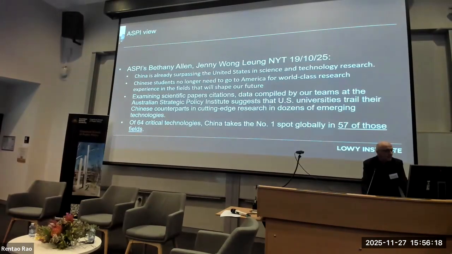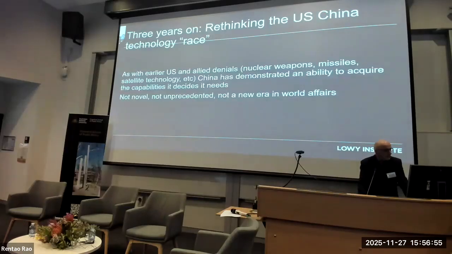I was interested to read a piece in the New York Times by researchers from the Australian Strategic Policy Institute, not an institute that's called kind to China's aspirations. Last month, China's already surpassing the United States in science and technology research. And of 64 critical technologies, China takes the number one spot globally in 57 of those fields, according to research by ASPI.